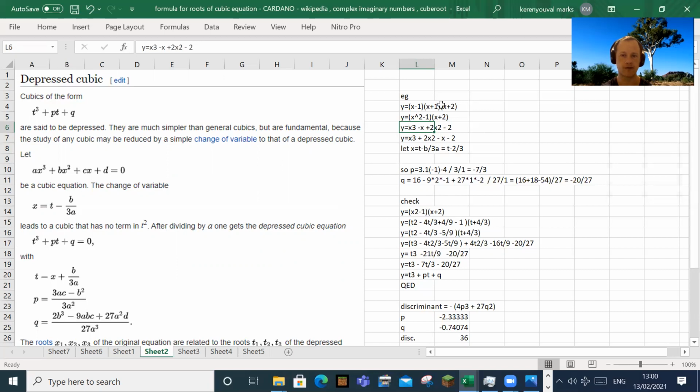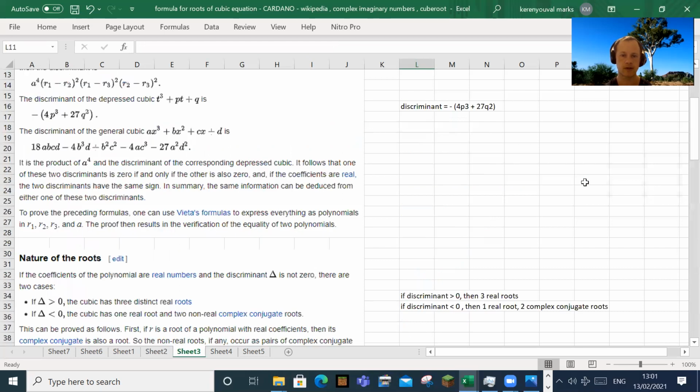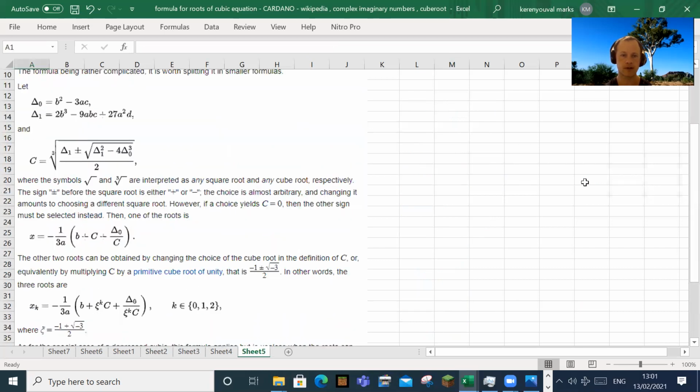And so in short, I've proven it all for you here. So you can just pause the video and check what I've done. So I've checked it here. And so Wikipedia's solution is definitely right here. And so in short, what we need is we've converted it into t cubed plus pt plus q, where p equals minus 7 over 3 and q equals minus 20 over 27. Okay, so now let's plug that stuff into Cardano's formula and see what happens. So where is that in my spreadsheet here?